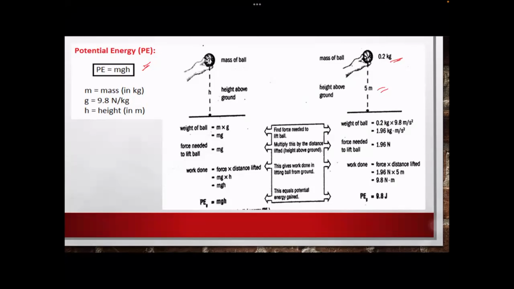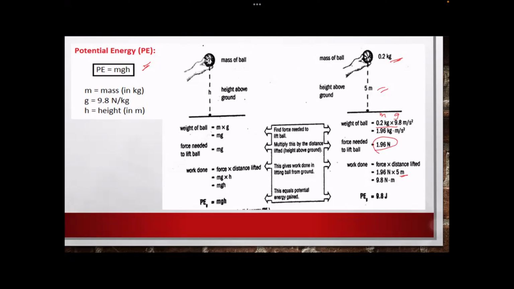So therefore, we have to use P is equal to mgh. So we have the m, the g, and the height is 5 meters. Dito siya ginamit. So in order to determine the PE, we need to multiply 0.2 by 9.8. So multiply natin ito. Nakaroon tayo ng answer of 1.96.